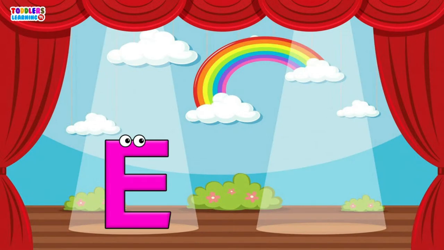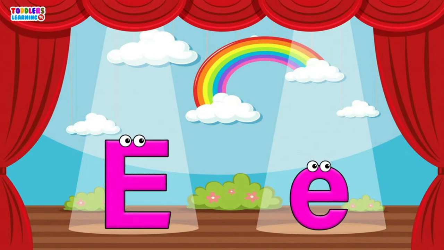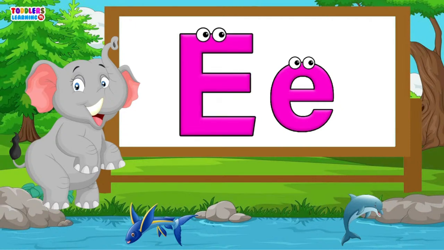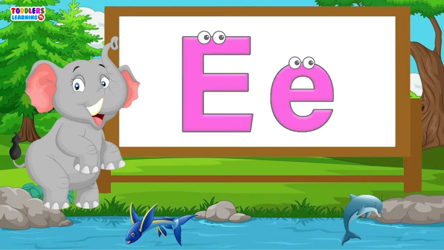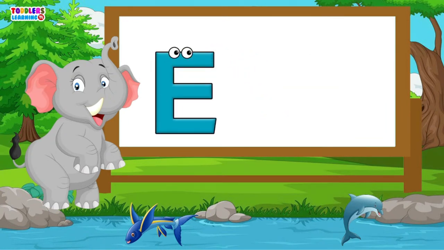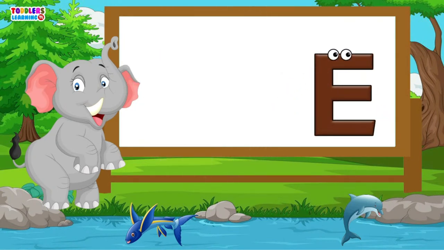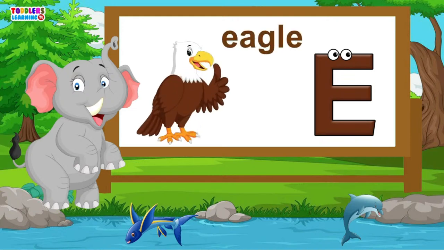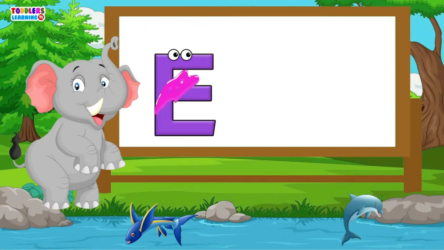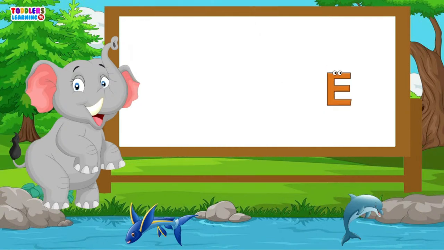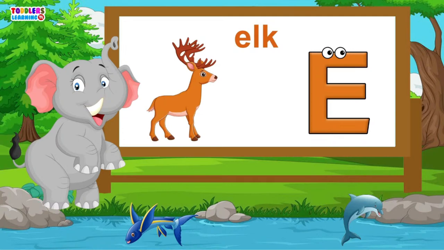This one is uppercase E. This one is lowercase E. Today we will learn different words that start with letter E. E. The sound of E is eh. E for us. E for eagle. E for elk.